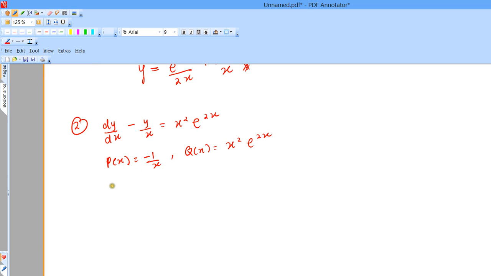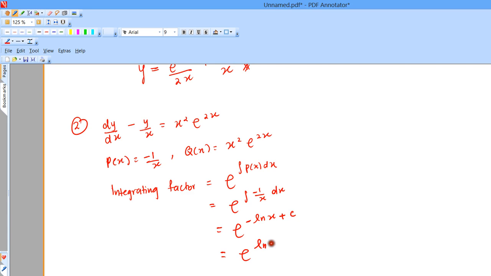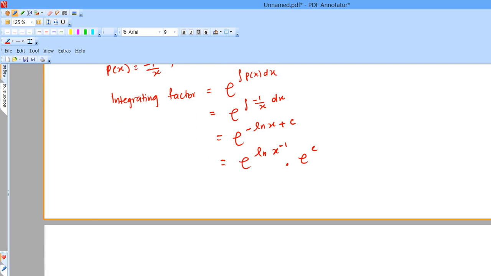Next, integrating factor equal to e power of integrate p(x) times dx, equal to e power of integrate -1 over x dx. So we get e power of negative ln x plus c, or equal to e power of ln x power -1 times e power of c. So e power of c equal to a, and then the first term e power of ln x power -1 equal to x power -1, or 1 over x, times a, or we can write a over x.